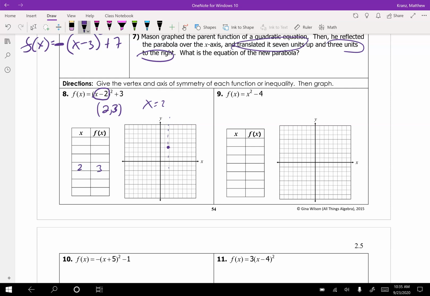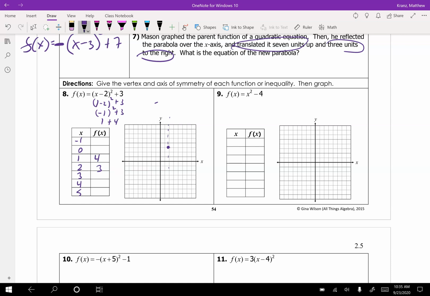So we can start with 2, 3, right? And we can go ahead and put some points in here to see how it works. So let's go with 1, 0, 3, 4, and I guess we'll go negative 1 and 5. So if I put a 1 in here, 1 minus 2 squared plus 3. 1 minus 2 is negative 1 squared plus 3. This is 1 plus 3 is 4.